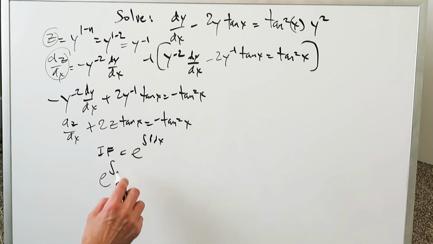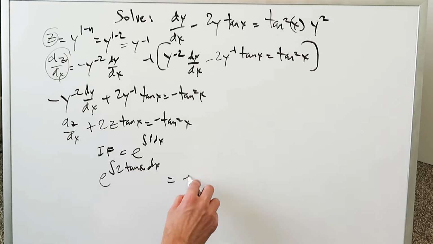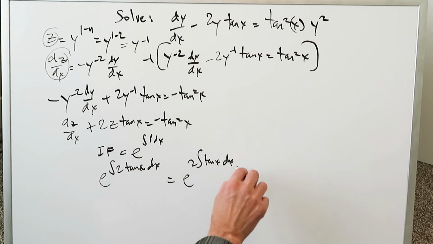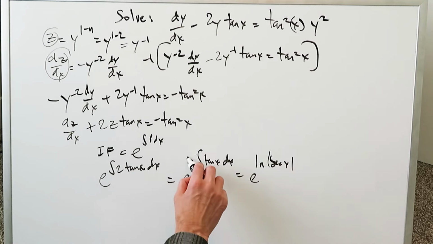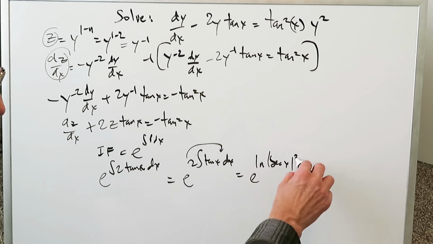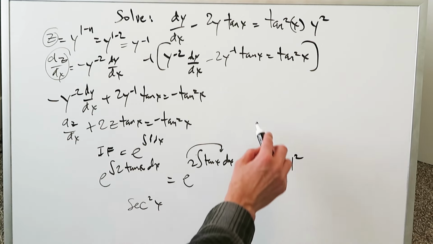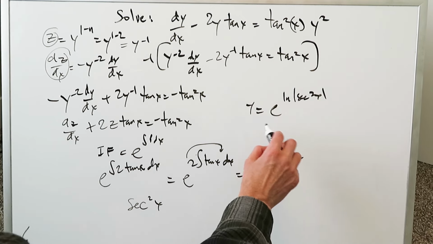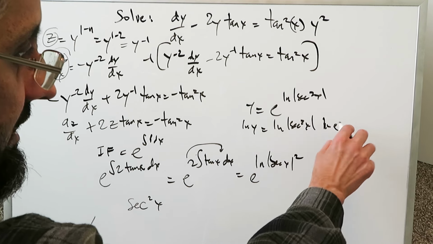We're looking here at e exponent integral 2 tan x dx. And then when you do this, you're really looking at e with the exponent 2 times the integral of tan x dx. You know that's natural log secant x. And then this 2 can come here like an exponent, and that's what you have. When you clean this out using the properties of logarithms, your integration factor is just secant square x, and it will be y is equal to e exponent natural log secant square x. And then natural log y is equal to natural log secant square x, natural log e, which goes away.